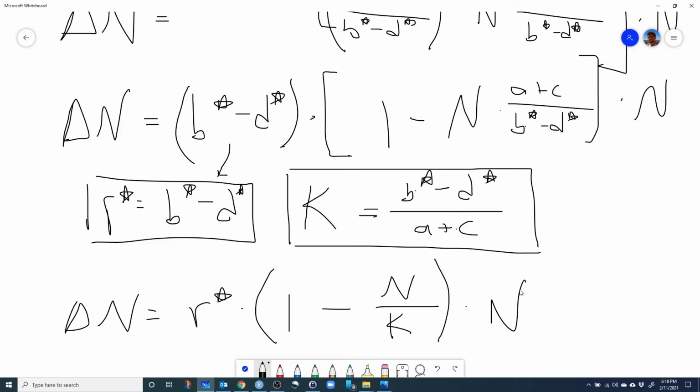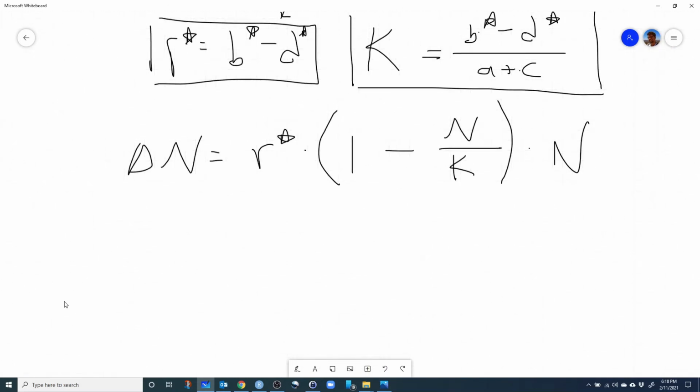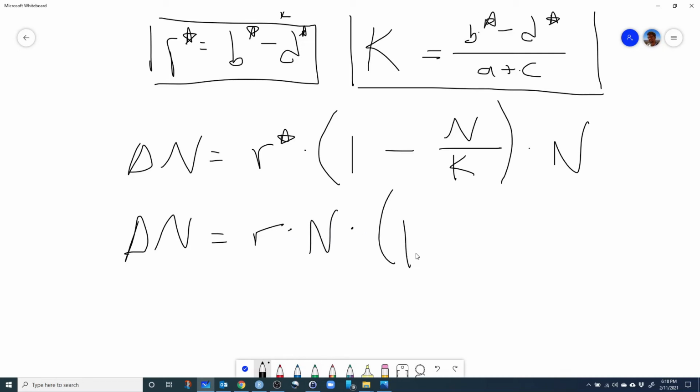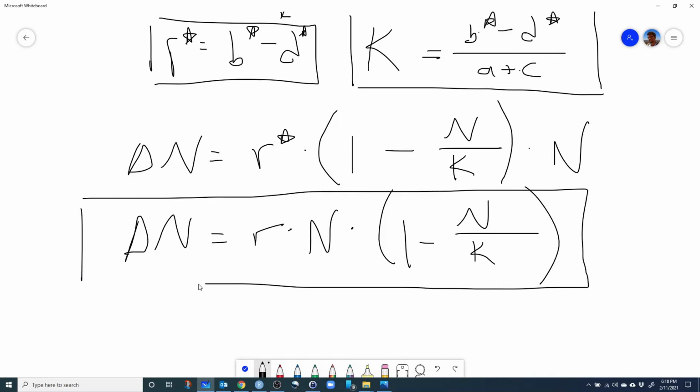All times N. And if we want to rearrange this, we can do that in a maybe slightly simpler way, or a way that you might recognize. Delta N is equal to R times N times 1 minus N over K. That is the basic logistic population growth model. And I'll just put in R star. You can say R max or R star.